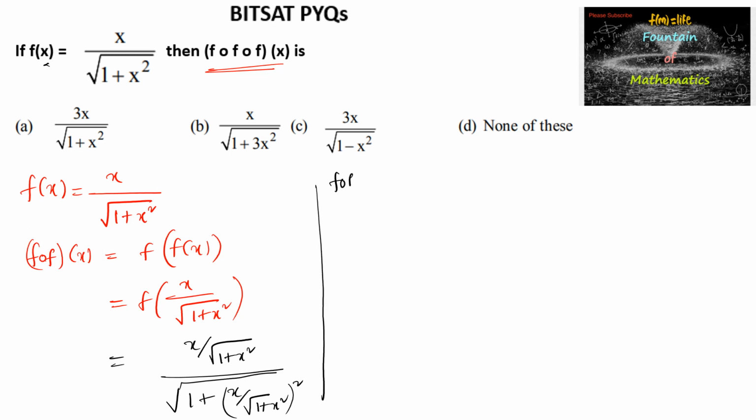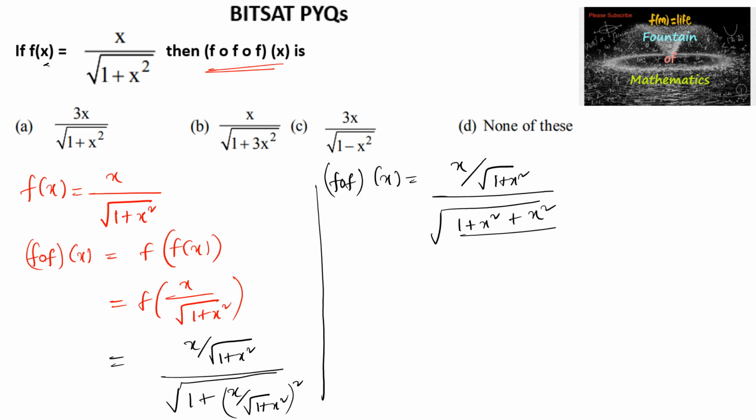So we get f circle f of x is equal to x upon root of 1 plus x square divided by under root of 1 plus x square upon 1 plus x square, which is equal to x upon root of 1 plus x square into under root of 1 plus x square divided by under root of 1 plus 2x square. So we may cancel root of 1 plus x square. So f circle f of x is equal to x upon root of 1 plus 2x square.